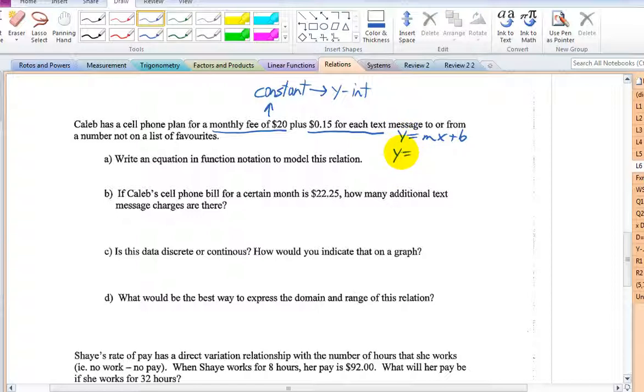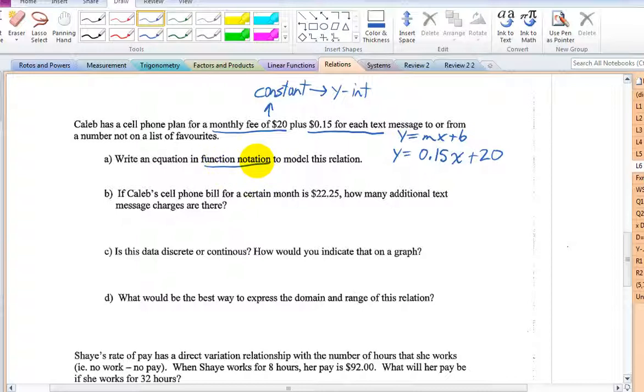What's your slope? What's your rate of change? For each text, what is the cost? Right? 15 cents. So 0.15x. How much do you have to pay if you don't make any extra texts? 20 bucks. Okay. So let's change it to function notation now.